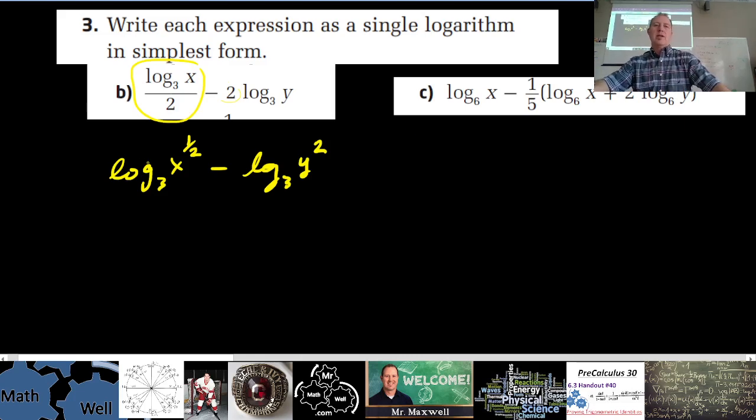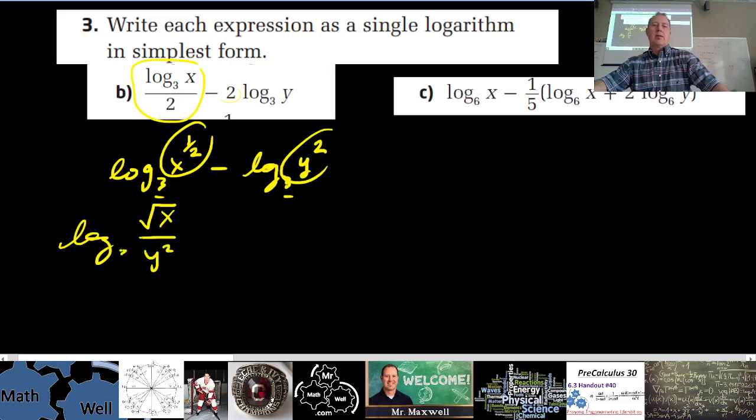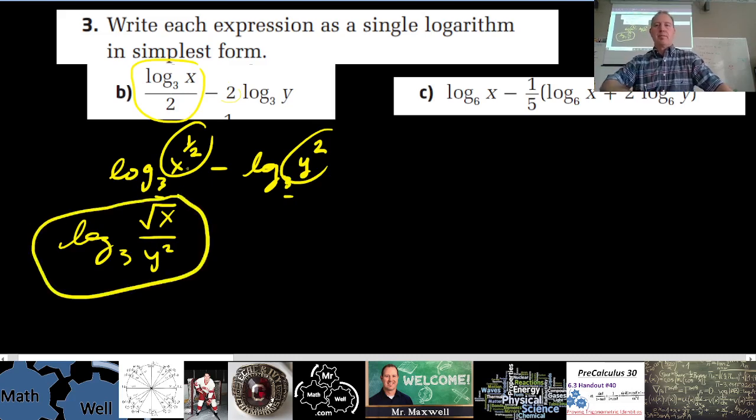Okay. So now, because we have logs with the same base and they're subtracted, what we can do is divide these things. So we have log of x to the 1/2, which you can write as root x, over y squared, to the power of 3. Single logarithm, simplest form, I think you're fine there. If you want to write it as 1/2, I think that's good too. I think that should be the answer there.